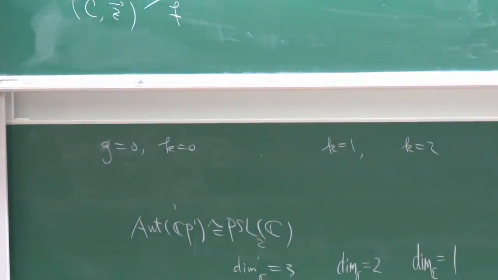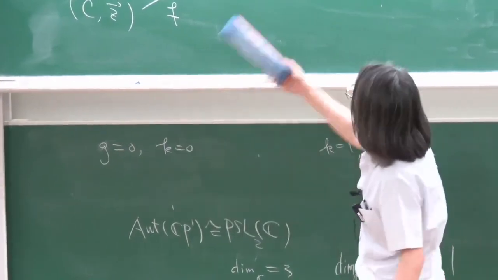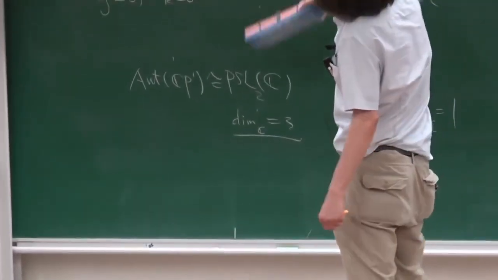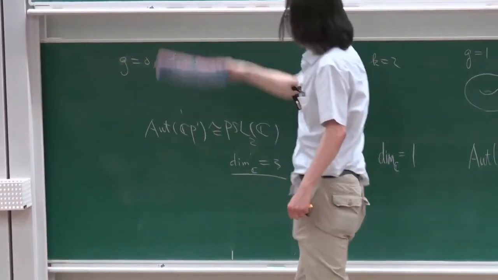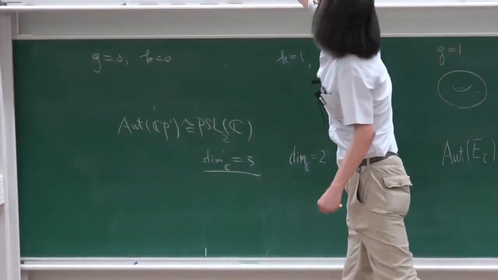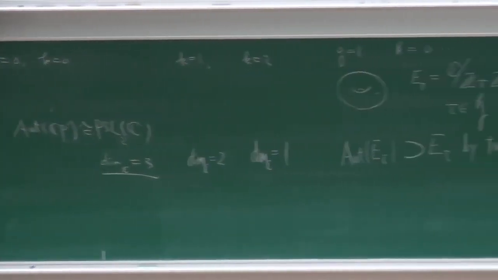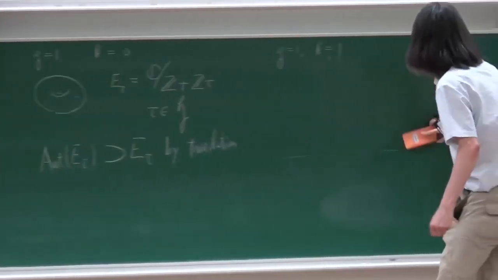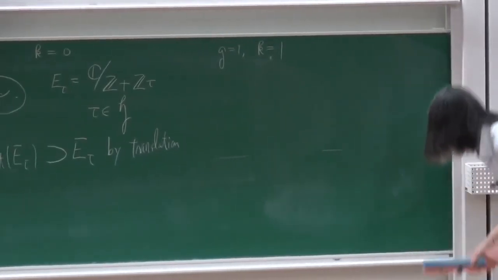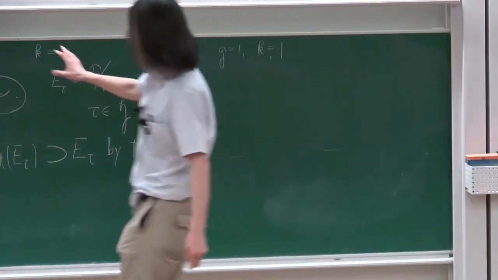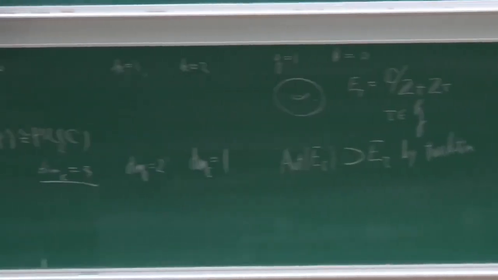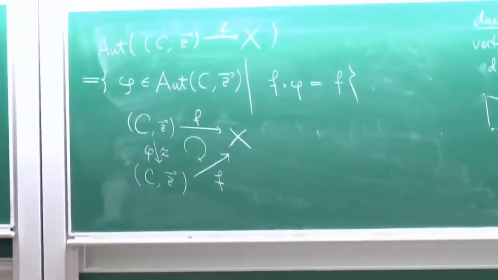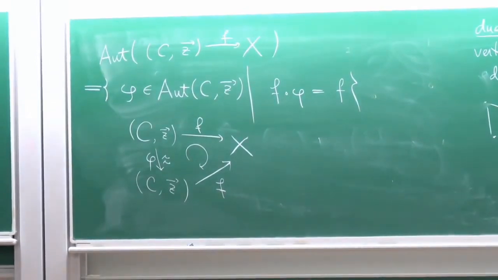So these cases are somehow, this condition is something, right? So now I consider the case of automorphism of a stable or pre-stable map.